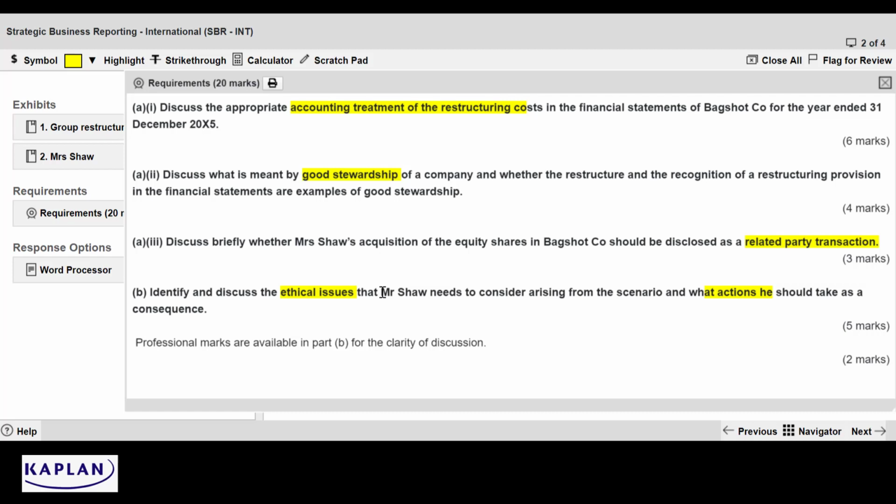And of course, what really matters is that we're thinking about this from the point of view of an individual. So we're going to give them very specific advice, Mr. Shaw. So I've got now, as I review the information, an understanding that it's about restructuring provisions, about stewardship, about related party transactions from the point of view of Mrs. Shaw, and the ethical issues that relate to Mr. Shaw and what actions he should be taking. So this informs my ability to read the information in the question.